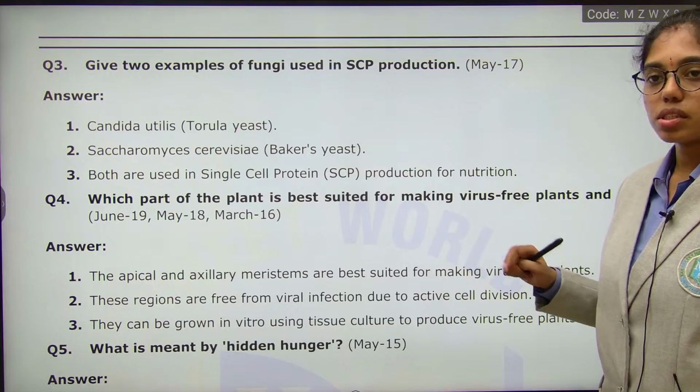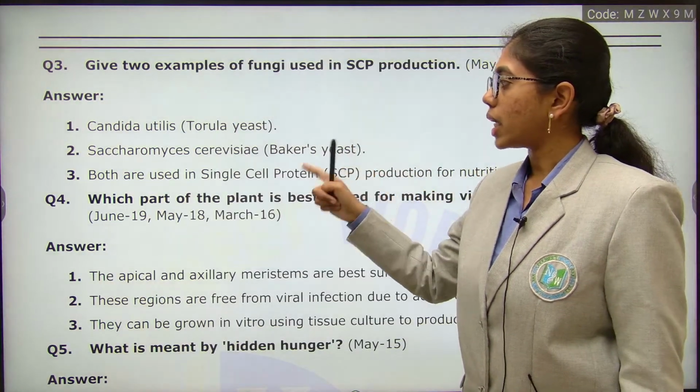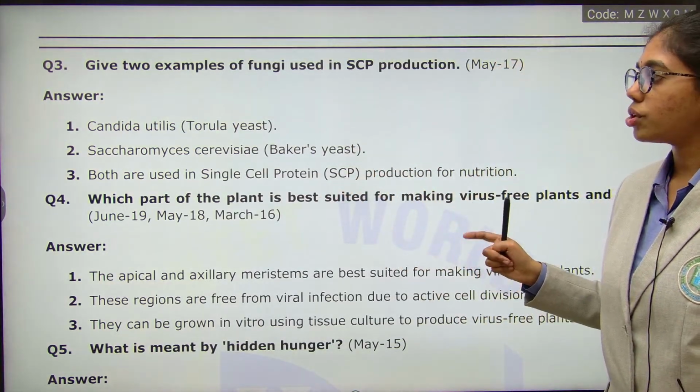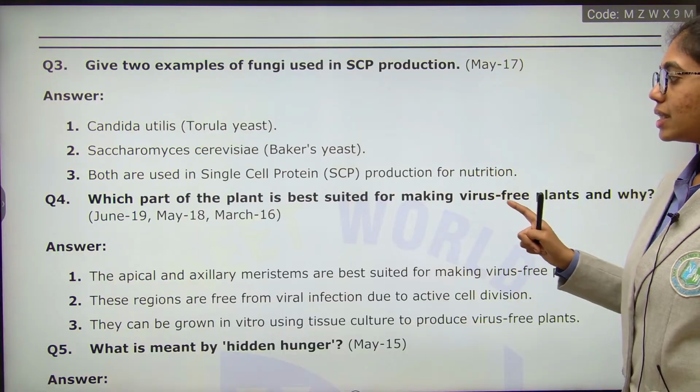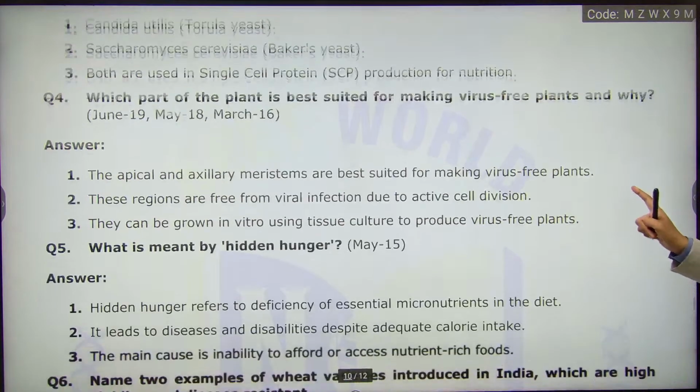Two examples of fungi used in single cell protein production: Candida utilis, that is Torula yeast, and Saccharomyces cerevisiae, Baker's yeast. Both are used in single cell protein production for nutrition.